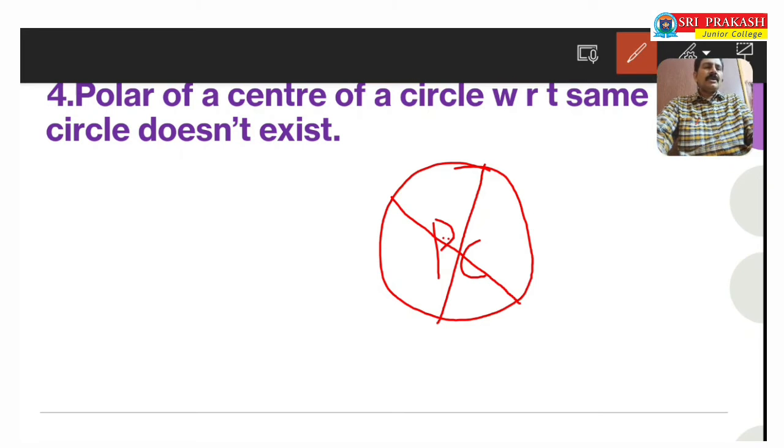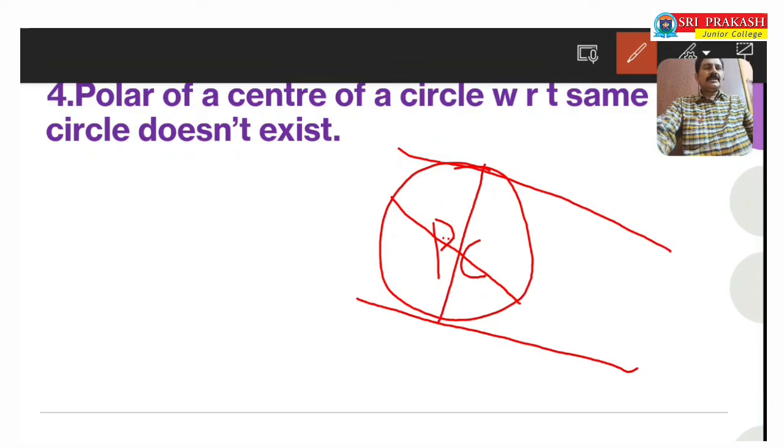Now take one chord, draw the tangents here. This is one tangent and this is another tangent, drawn at the extremities of the chord. If you observe, both the lines are parallel, so they will never intersect. That's why there is no point of intersection. So in this case, when the point is taken at the center of the circle, the polar does not exist for that point with respect to the same circle.